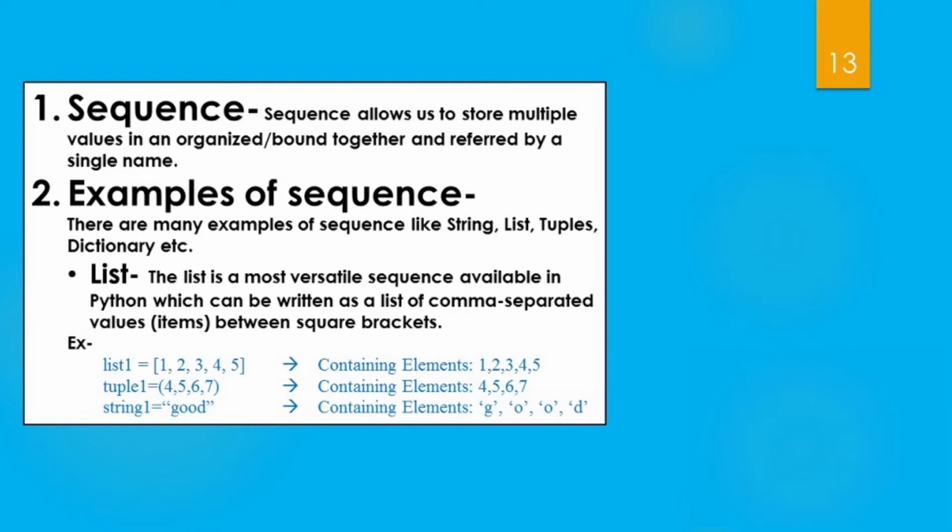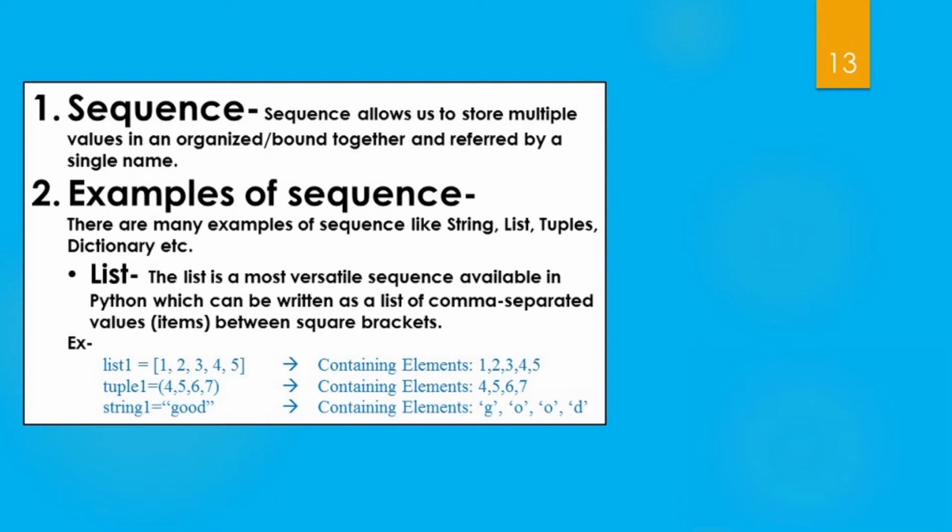You can see many examples like list 1 is equal to 1, 2, 3, 4, 5. All these are written within square brackets separated by comma. So what are the containing elements? Containing elements are 1, 2, 3, 4 and 5.